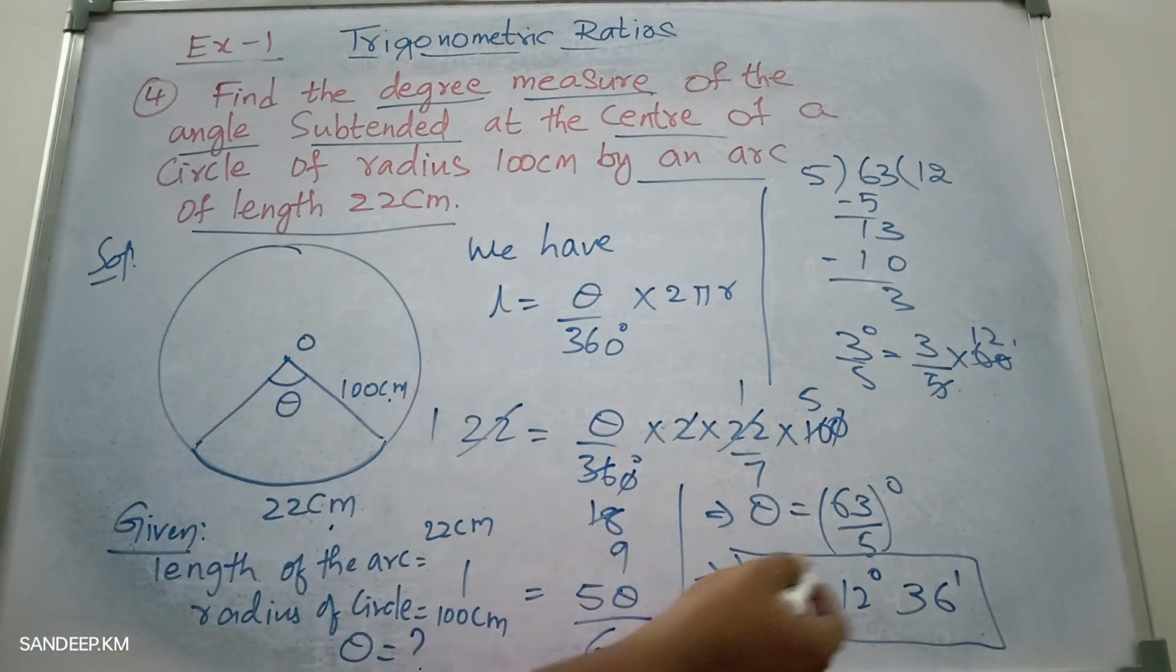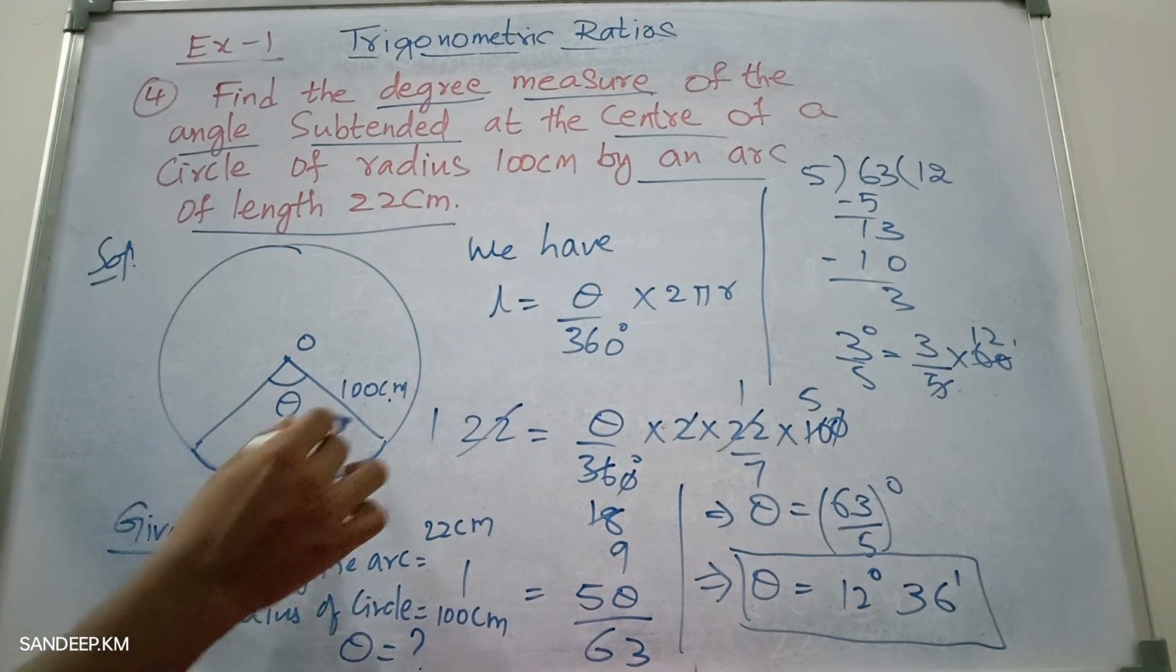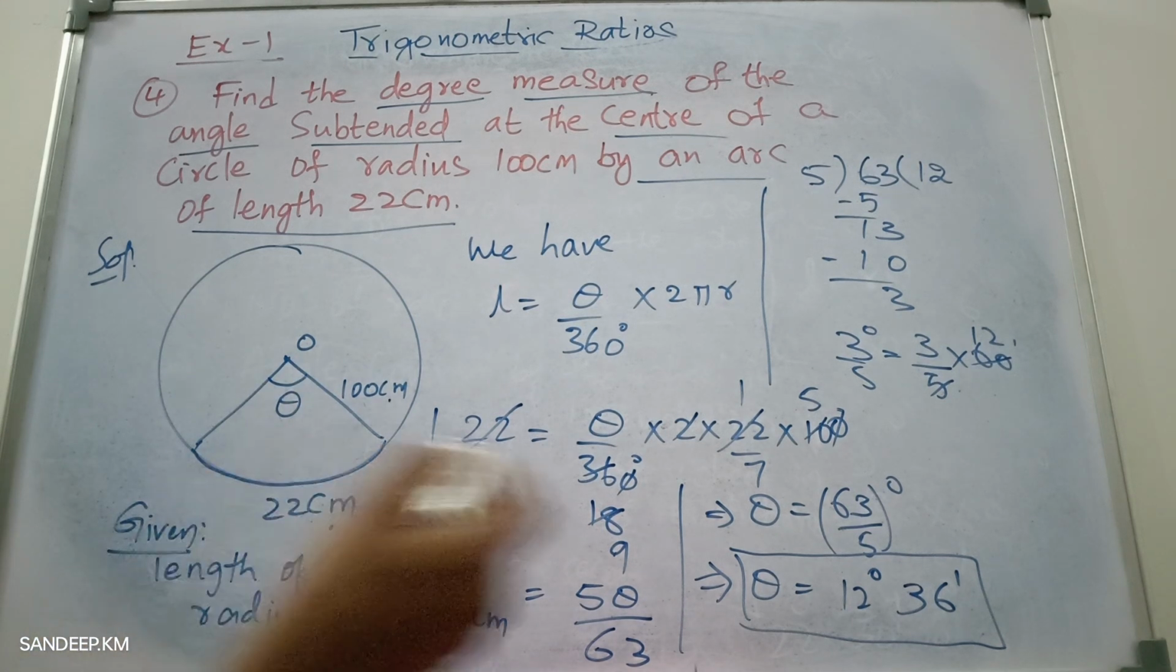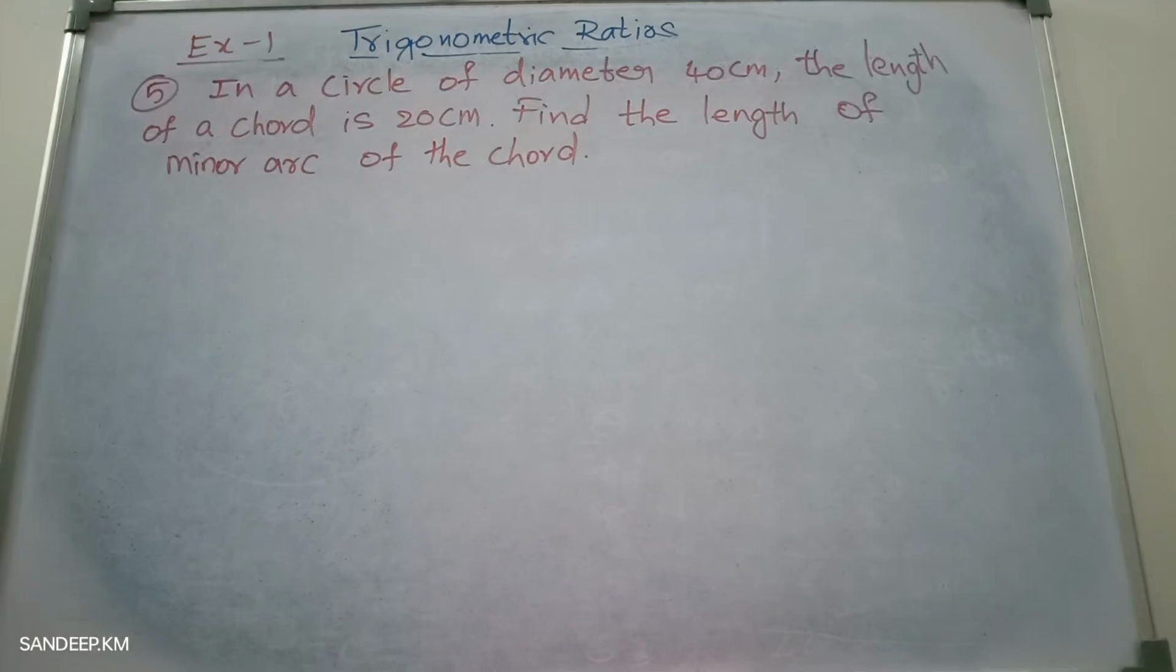So you got theta as 12 degrees 36 minutes. And then what is the final conclusion? Therefore the angle subtended by the arc at the center of the circle is equal to 12 degrees 36 minutes. You have to write that conclusion. Okay. So we will move on with next question.